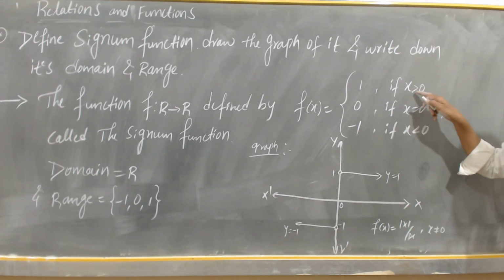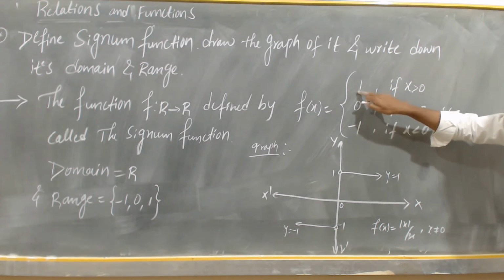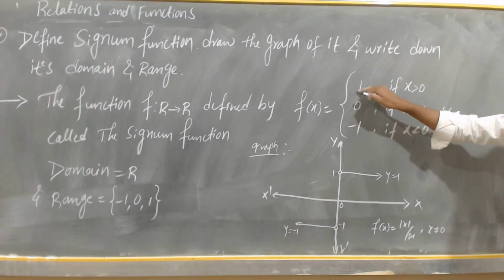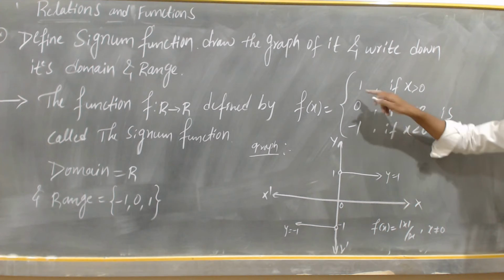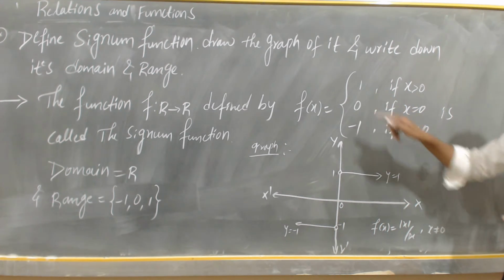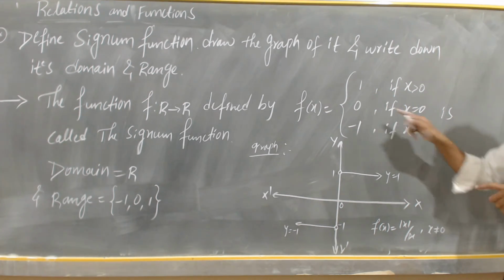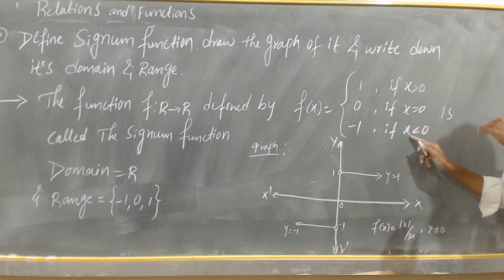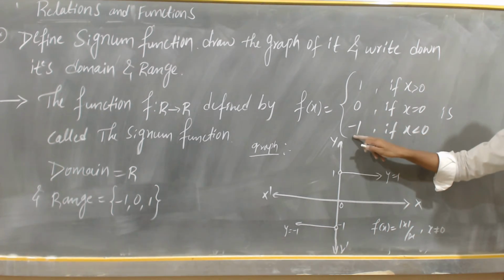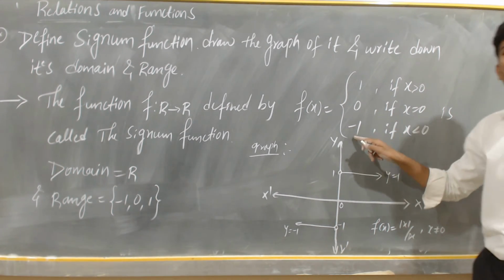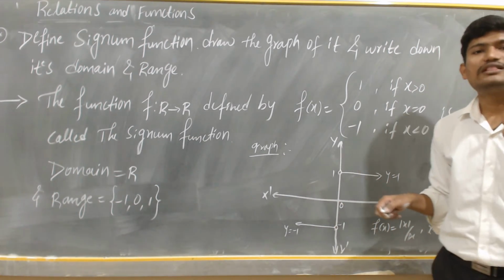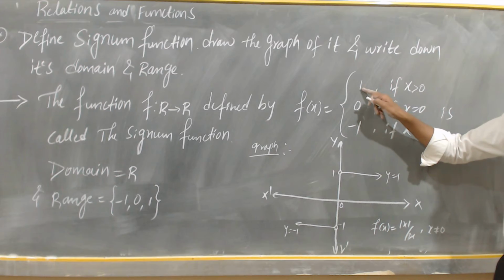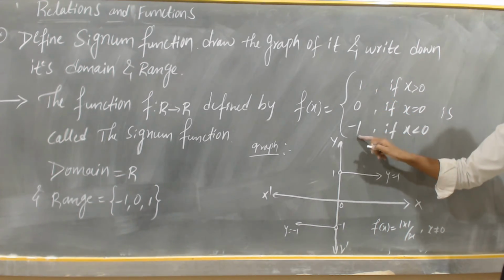So if x is greater than 0, then only you will get 1. You can take any type of real number, 10,000, whatever it may be. If the number is positive, your value will become 1. And if you take 0, you will get 0. If you take a negative value, you will get minus 1 only. So here domain is any real number, but range is only 3 elements. What are those? Plus 1, 0 and minus 1.